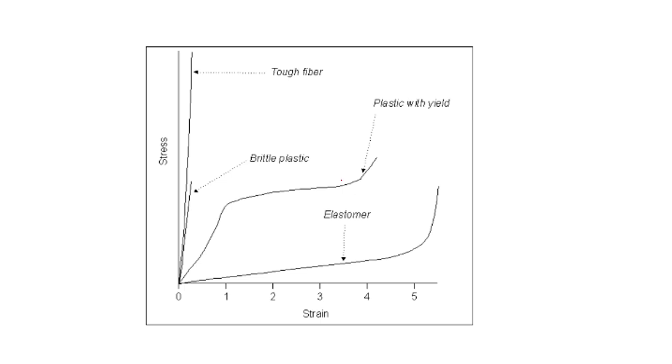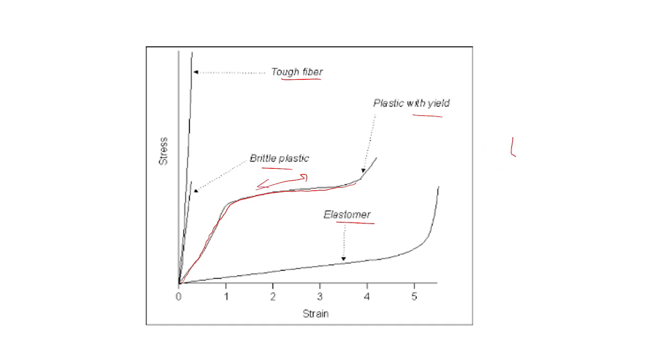The same graph has already been taught by sir. Here you can find tough fiber, brittle plastic, plastic with yield, and elastomer. This is a very good property: in plastic, when you elongate in this area, necking will be formed.